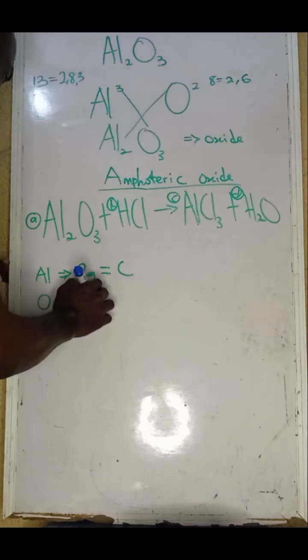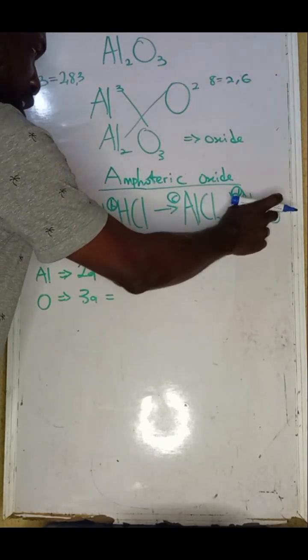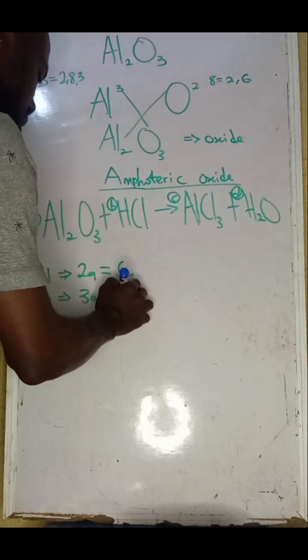That's 3A. 3 times A is 3A. There's no oxygen here. We have oxygen here. That's 1 and D. 1 times D is D.